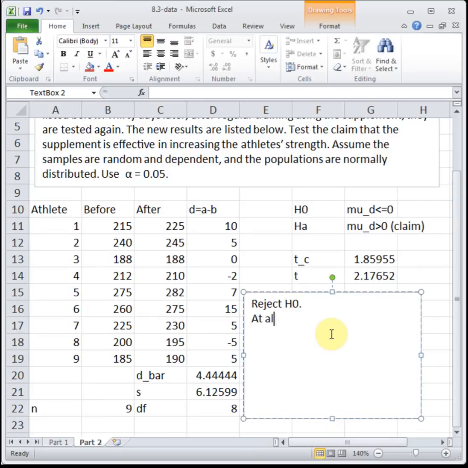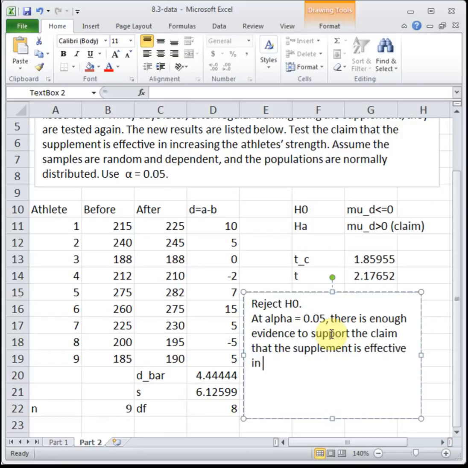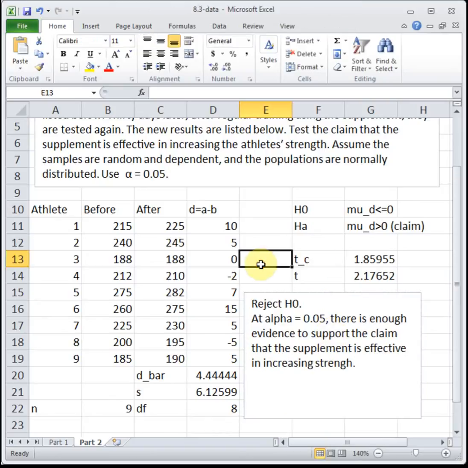So we say at alpha equals 0.05, there is enough evidence. All right, so we're rejecting H naught, which means H naught is false. So that means H sub A is true, and that's where our claim is. So we've basically proven our claim is true. So we say there is enough evidence to support the claim that the supplement is effective in increasing strength. So we've just proven that whatever the supplement is, hopefully it's legal, does increase an athlete's strength.